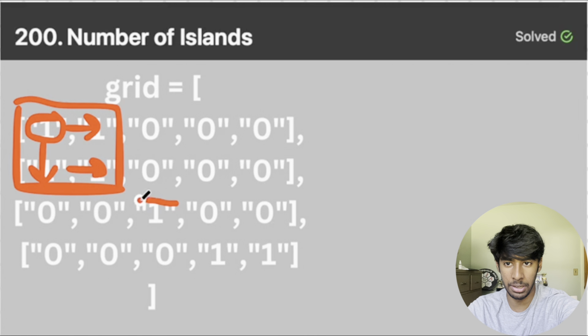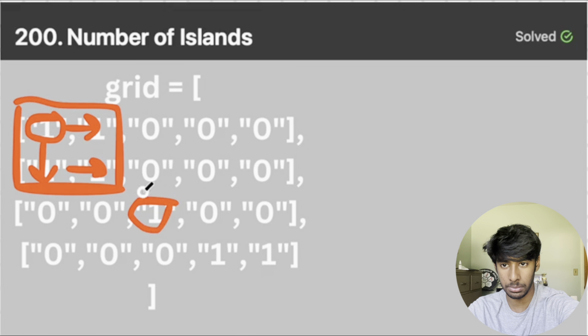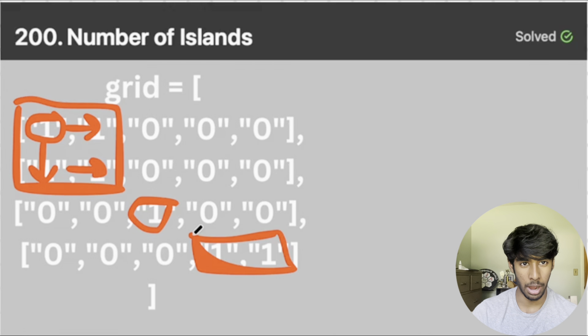This piece of land is not connected to this island because there's no way to traverse from this point to here without passing some ocean. So therefore, this becomes a new island, which would be island 2. And these 2 are a third island, which would be your island 3. So in this particular grid example, there are 3 islands because there are 3 pieces of land which are separated from each other, meaning there's no way to get from one piece of land to the other piece of land without passing some ocean.